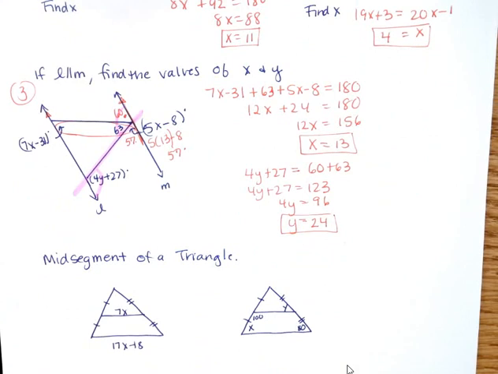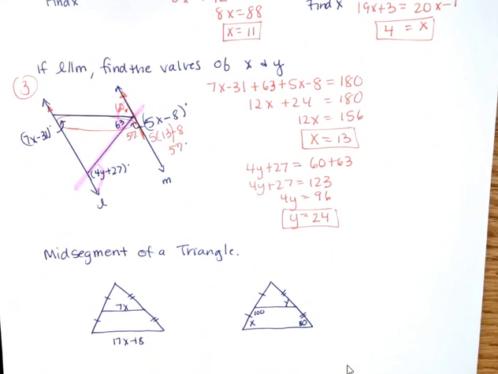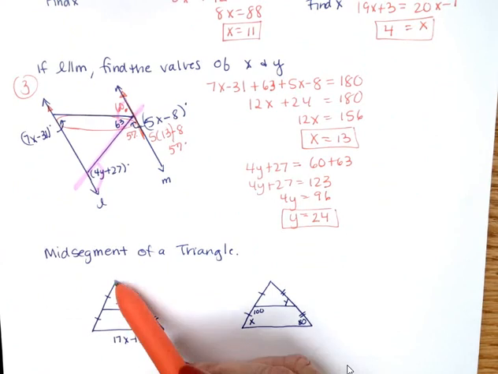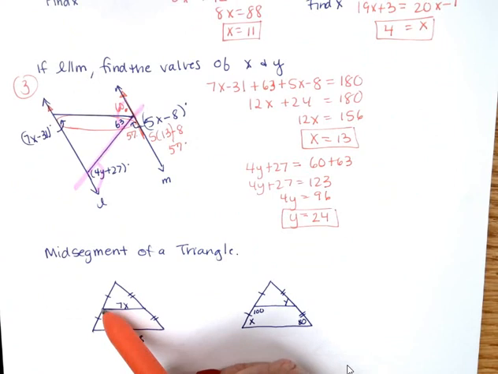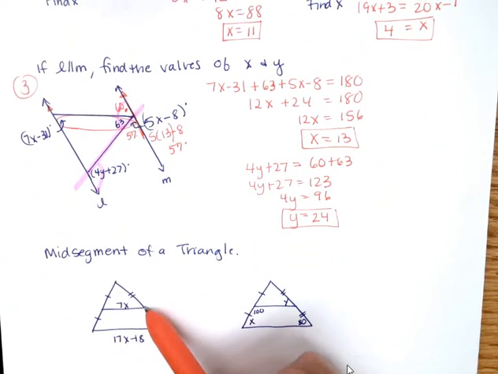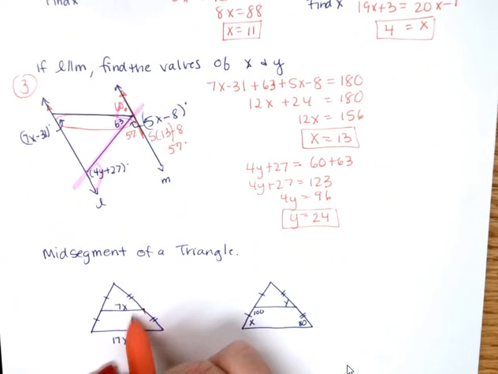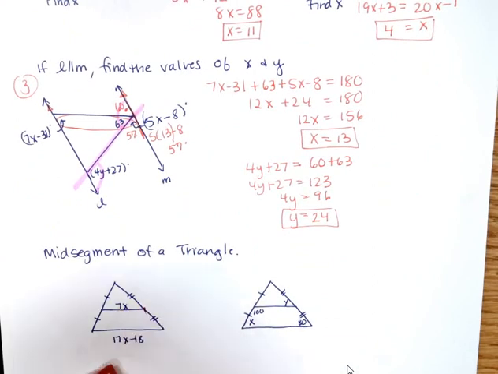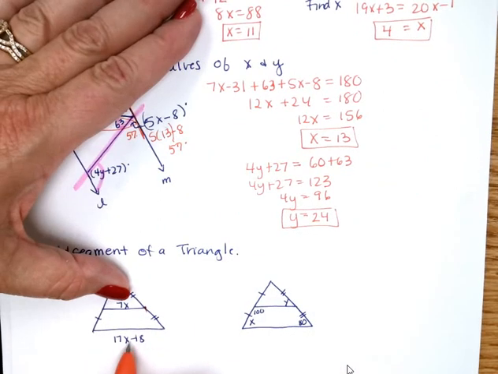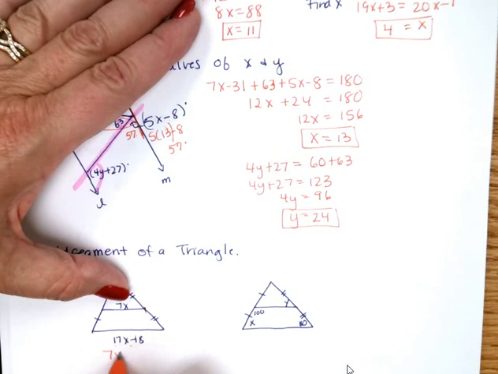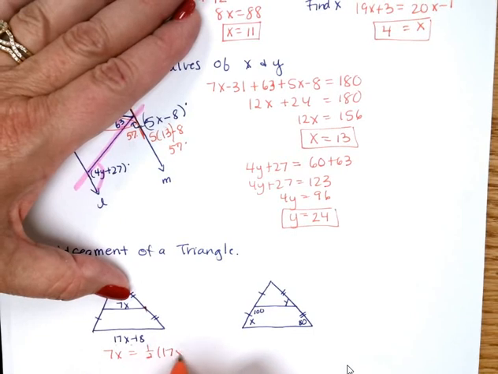The second thing we talked about was our mid-segment theorem, or the mid-segment of a triangle. We know a mid-segment is when I take one side of my triangle and find the midpoint, and I take the other side of my triangle and find a midpoint. When this happens, the non-midpointed side has a relationship with that segment in the middle. Here, this segment becomes half of this third side. So 7x is 1/2 of 17x minus 18.